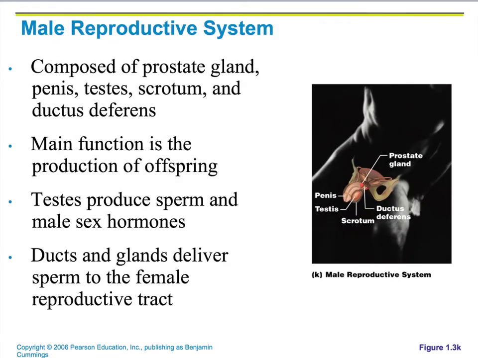We also have both the male and female reproductive system. The male reproductive system is composed of the prostate gland, penis, testes, scrotum, and the ductus deferens, and obviously functions in production of offspring. The male glands produce sperm and the sex hormones, and then the ducts help deliver them to the female reproductive tract.